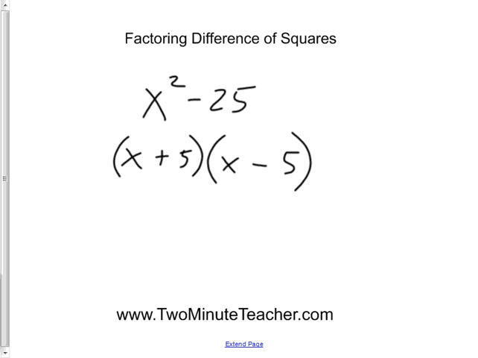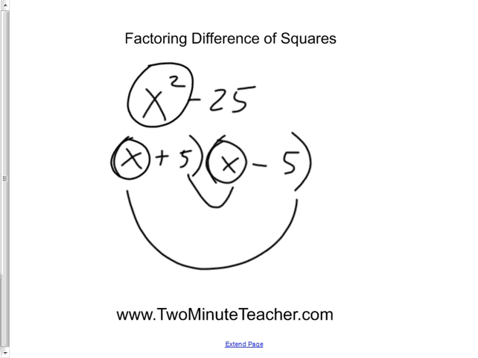Because if I do first, outside, inside, last, firsts make x squared, the outside and the inside make, let's see, positive 5x and negative 5x, which means that those cancel. And then the lasts make negative 25, which is right there. So, bottom line, first, outside, inside, last.